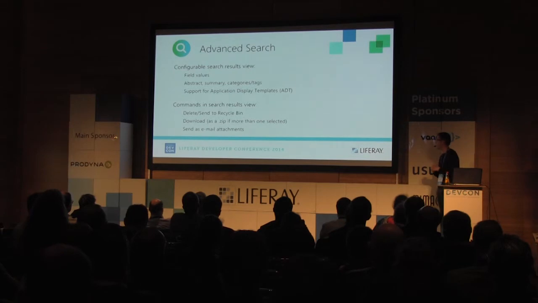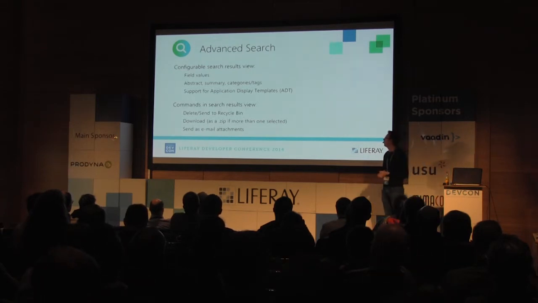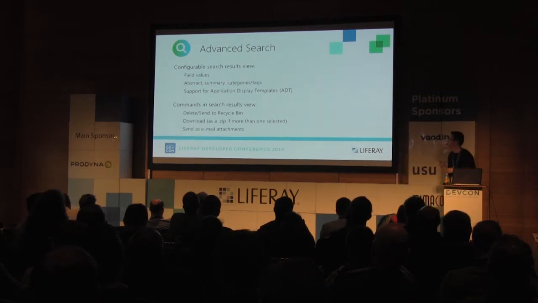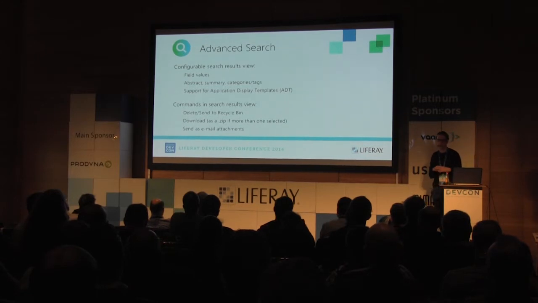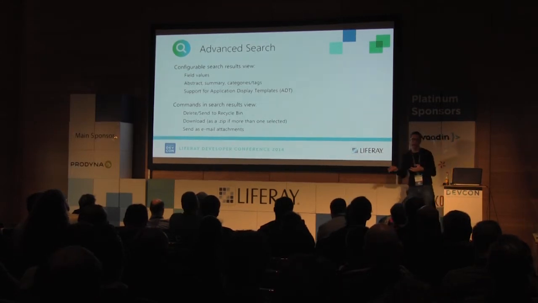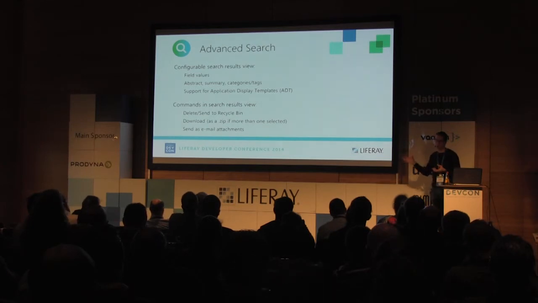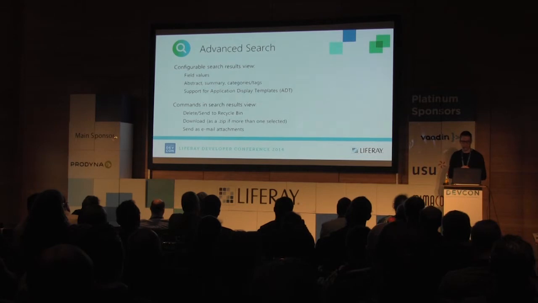So a quick recap and some technical tips. We have seen the advanced search features: a configurable search view. The user can search for specific values of custom fields and content fields: abstract, summary, tags, we allow everything. We also support an application display template to show the results of the search. We have also seen the commands in the search, so I can send an email or move to the recycle bin.